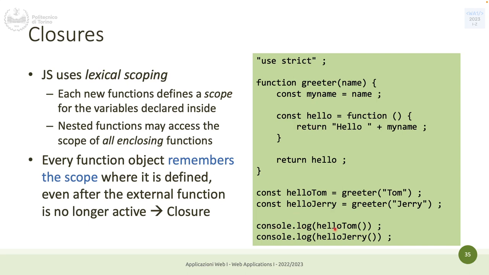And if you do console log hello Tom with the parentheses, here you are going to execute this function. These parentheses execute the function hello. And thanks to closure and thanks to lexical scoping, hello Tom will print, because of the console log, hello Tom and hello Jerry, even if this my name was defined in the greeter function, that here does not exist anymore. That's because this function remembers the scope in which it was created. So remember that this my name is in one case Tom and in the other case Jerry. And so when it's executed for real, which is the only moment in which it's executed, it remembers the scope and can produce the right result.